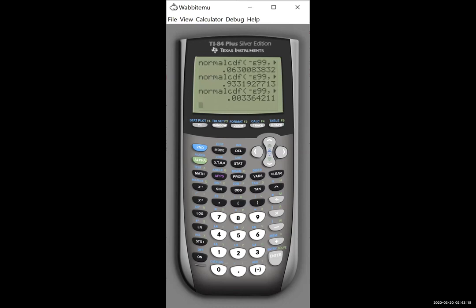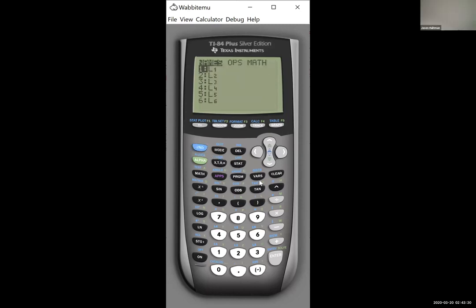Can you show the whole thing with the lower and the upper and all of that? Second vars, so normal CDF. Then the lower is negative 2nd comma E 99 because I want negative infinity to negative 2.71, and then 0 and 1. And then click paste and enter.